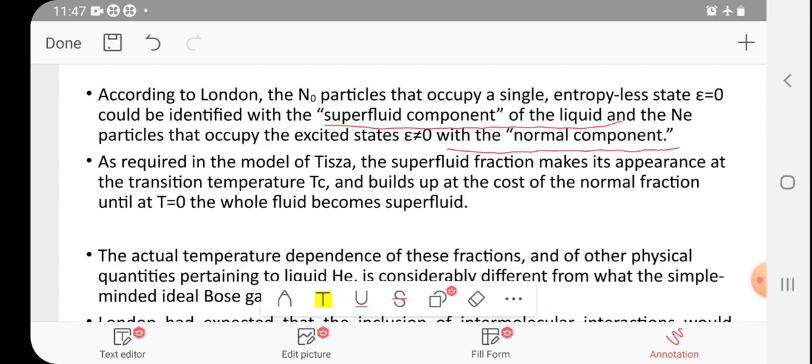As required in the model of Tisza, the superfluid fraction makes its appearance at the transition temperature Tc and builds up at the cost of the normal fraction until at T equal to 0, when the whole fluid becomes superfluid. So the whole fluid becomes superfluid at T equal to 0, but the superfluid component makes its appearance at the transition temperature Tc.